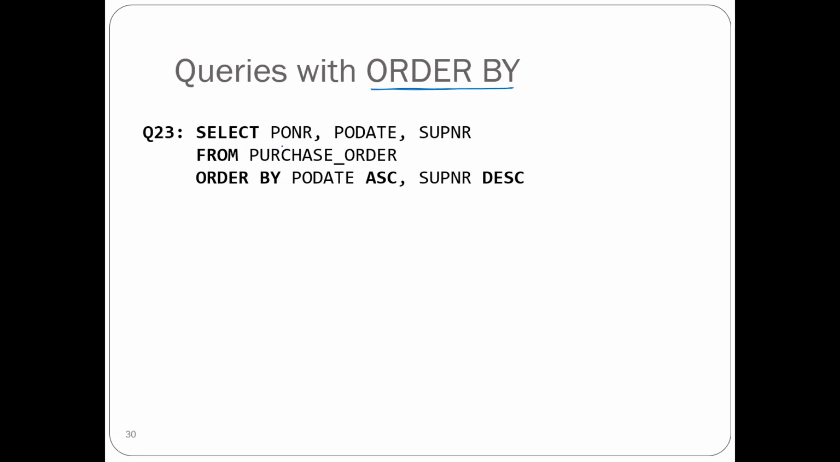We want the data for purchase order number PONR, PO date, sub NR from purchase order. Okay, so we have this table purchase order and it has these columns of purchase order number, that is its primary key, purchase order date, PO date, and sub NR. Sub NR is the foreign key.